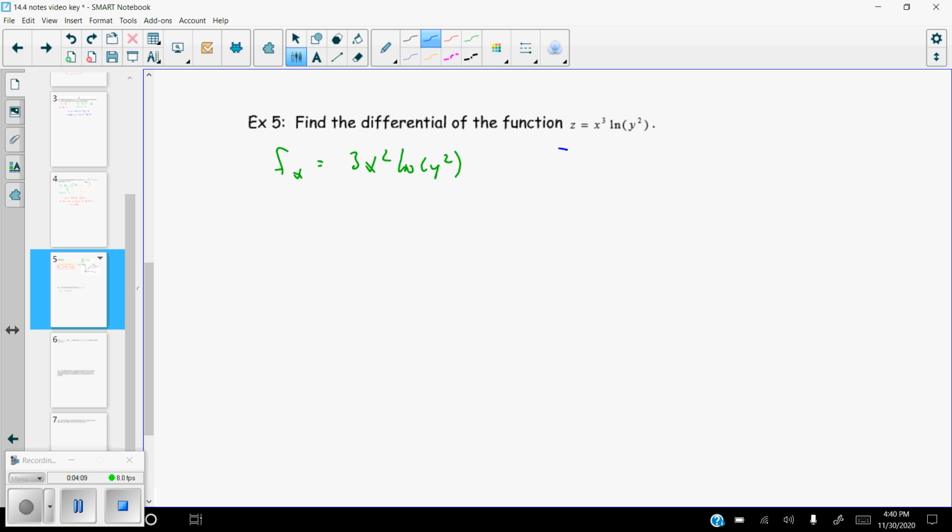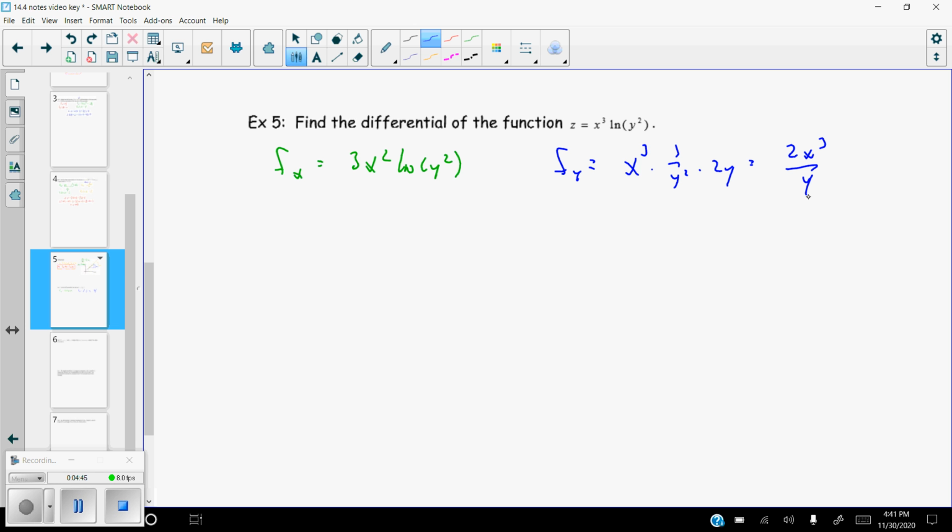And we'll do the partial with respect to y, which is going to be a bit of a chain rule here. So x cubed just stays as a coefficient. And then let's see, it's going to be 1 over y squared times 2y. And that's going to simplify. The 2y goes on top of the y squared, so it's going to simplify to x cubed times 2 over y, so 2x cubed over y.